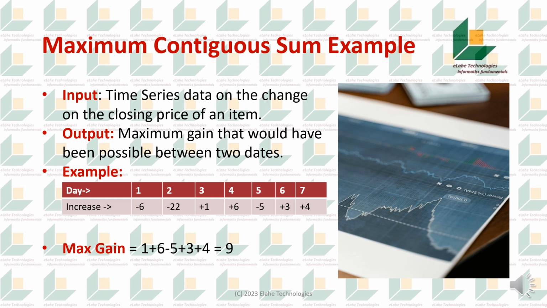Suppose we have time series data on the daily increase or decrease of the price of an item over a period of time. We would like to know the maximum increase between 2 days. In the example shown, there is a decrease of 6 units on day 1 followed by another decrease of 22 on day 2. This is followed by an increase of 1, an increase of 6, and then a decrease of 5. Finally, there is an increase of 3 on day 6, ending with an increase of 4 on day 7. The maximum increase happens between day 3 and day 7. This works out to 1 plus 6 minus 5 plus 3 plus 4, which is equal to 9.